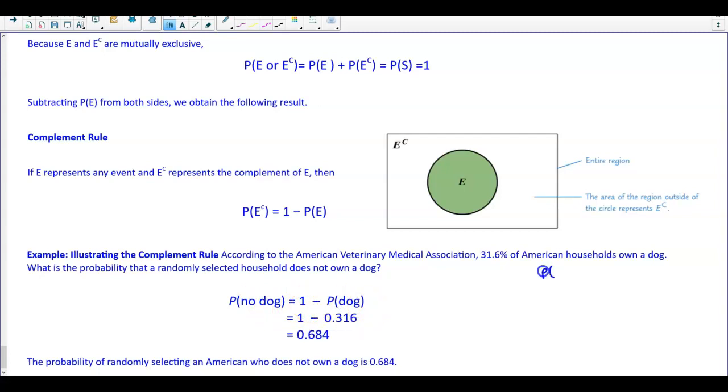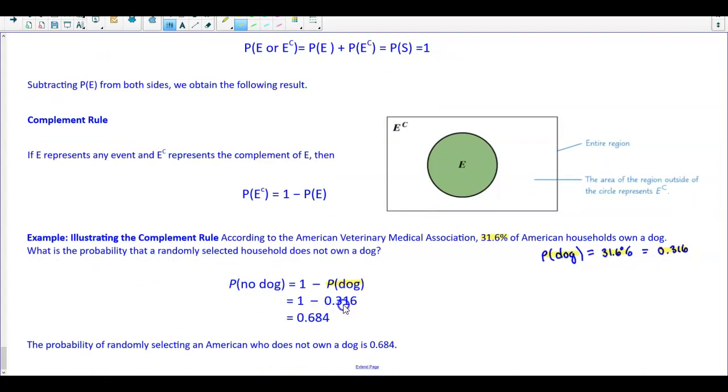Well, what is the probability of a dog in our example? Well, we can see that it represents 31.6%, and if we convert that to a decimal, it'd be 0.316. So therefore, we're going to say that the probability of having a dog is 0.316. So to find the complement, the probability of no dog, we take 1 and subtract 0.316, which gives us 0.684. So the probability of randomly selecting an American who does not own a dog is 0.684.